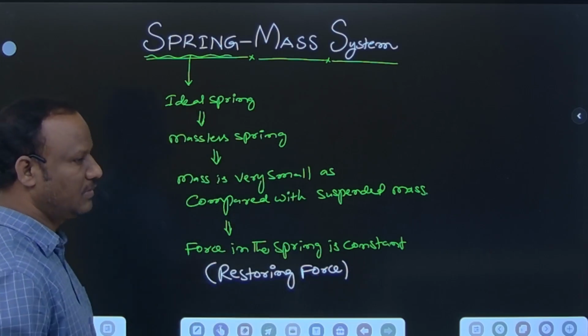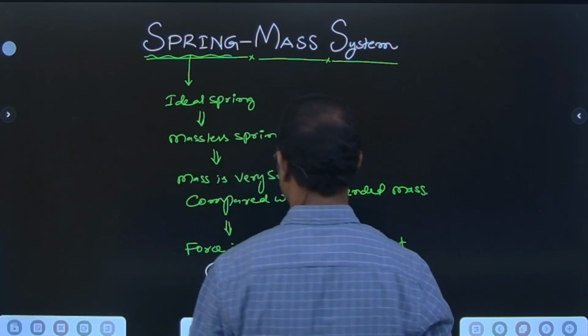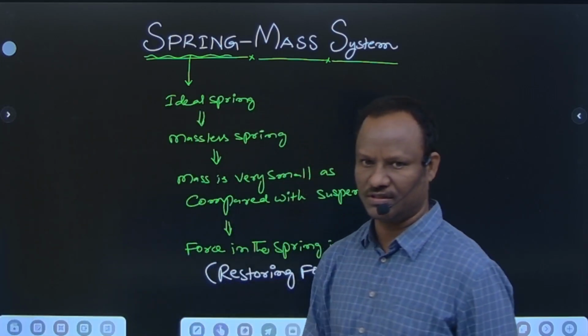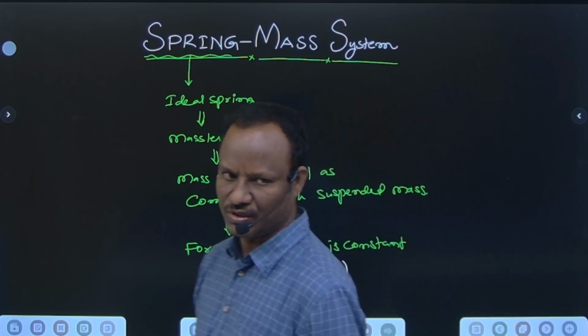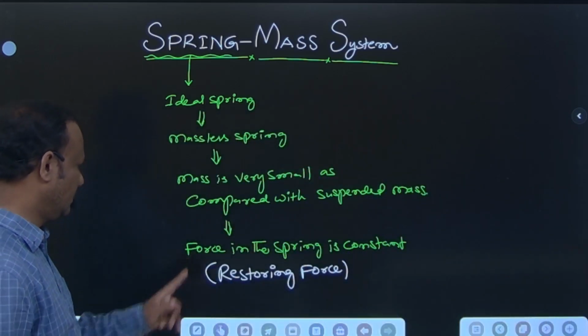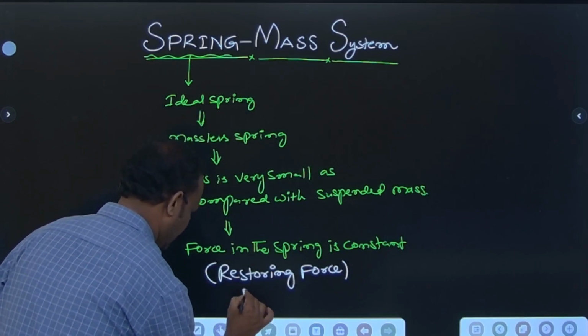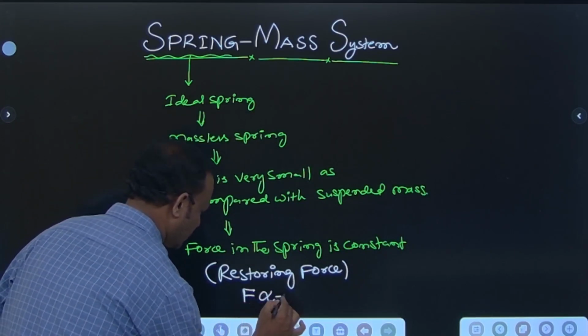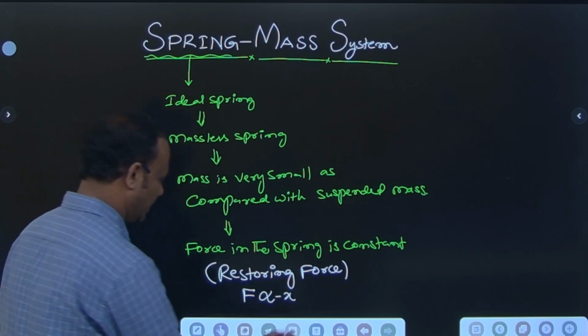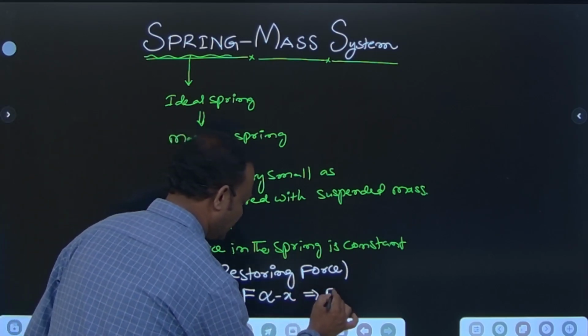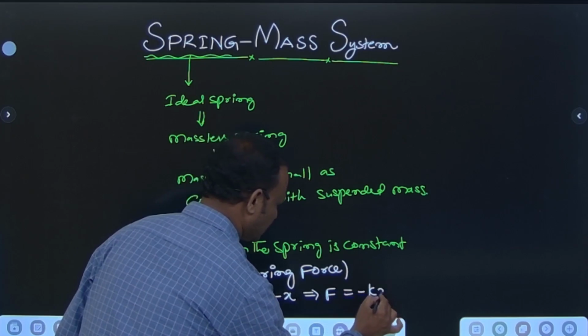Okay, the spring mass system. Like the ideal spring we talk about in this one, it's called the restoring force. So the restoring force F is proportional to minus x. It means F is equal to minus kx.